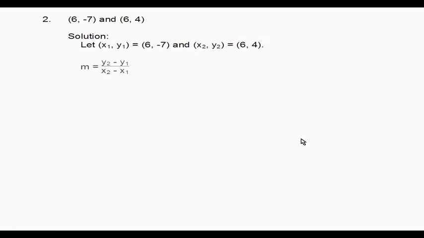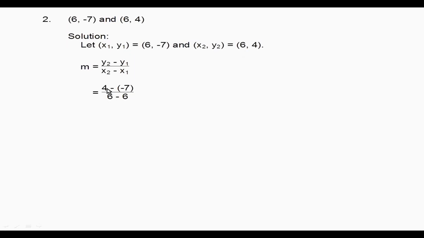Example number 2. I have the points 6, negative 7 and 6, 4. Okay, our solution, again, I'm going to let x1, y1 be the first point, 6, negative 7, and x2, y2 will be the second point, 6, 4. Just be consistent when you name them. Our slope, remember, is y2 minus y1 over x2 minus x1. And now we fill in the numbers. The numerator, 4 minus negative 7. Denominator, 6 minus 6.